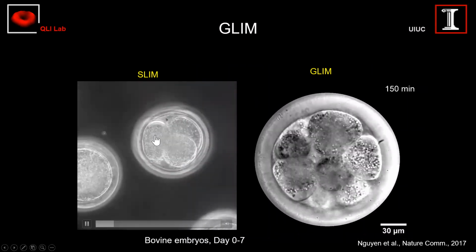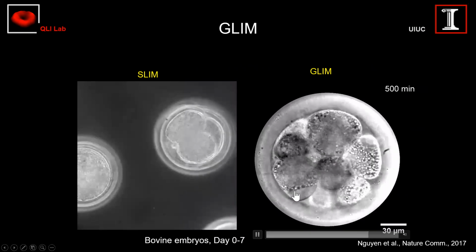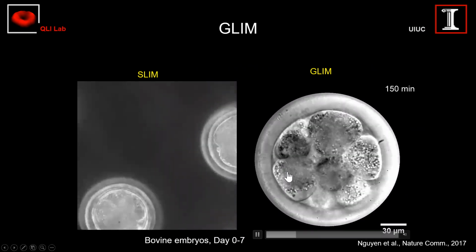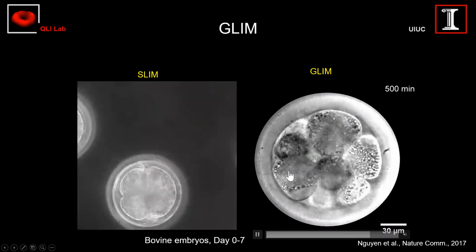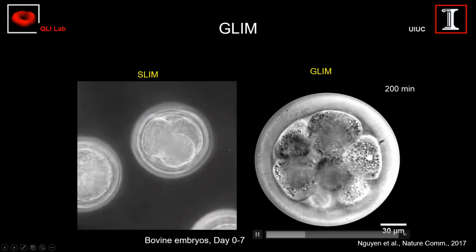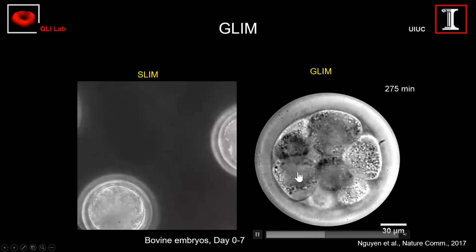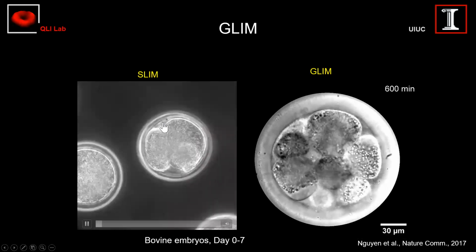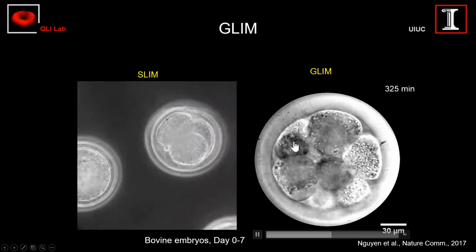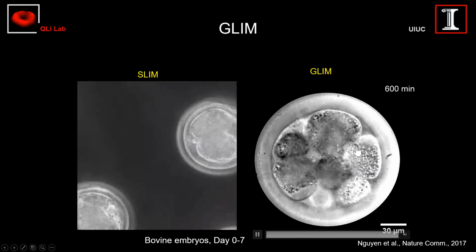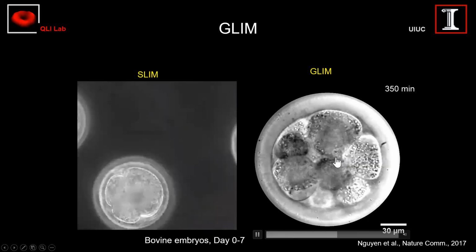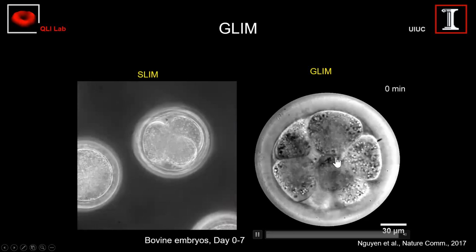So remember, this is how SLIM looked. Now this is how GLIM looks. It's as if you took this blanket of blurriness out of the structure. You start to see these little lipid droplets that are about 1 to 2 microns in diameter. So it's really almost like magic. But we understand very well what happens is that now the two interfering beams are equal in power.